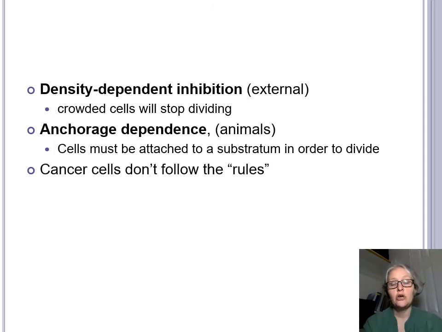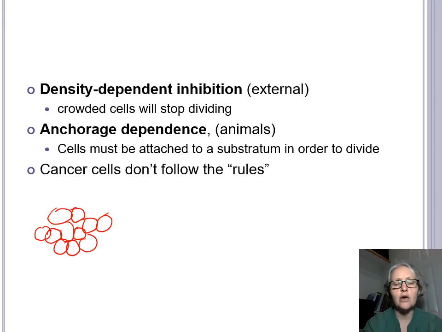Some other examples are something called density-dependent inhibition. What happens with cells is cells will divide and divide and divide until they bump into a neighbor. As soon as they've bumped into a neighbor, they're going to stop dividing. So they're going to grow in one single layer. This is called density-dependent inhibition. Animal cells also exhibit something called anchorage dependence. This is where cells have to be attached to a substrate in order to divide. If the cell is just floating around, it won't divide.